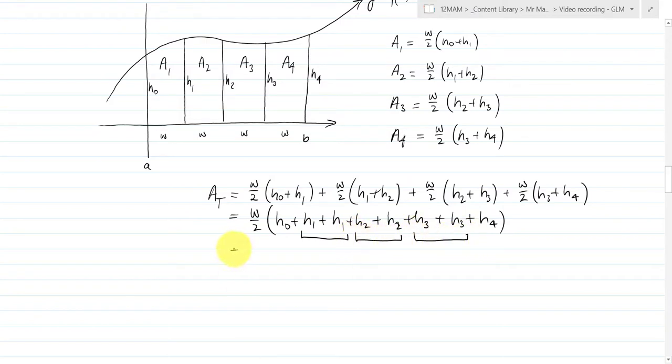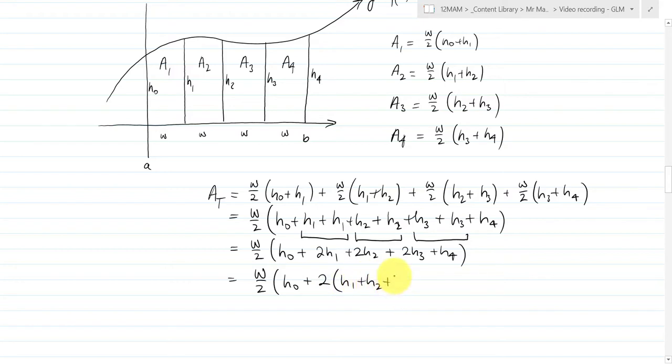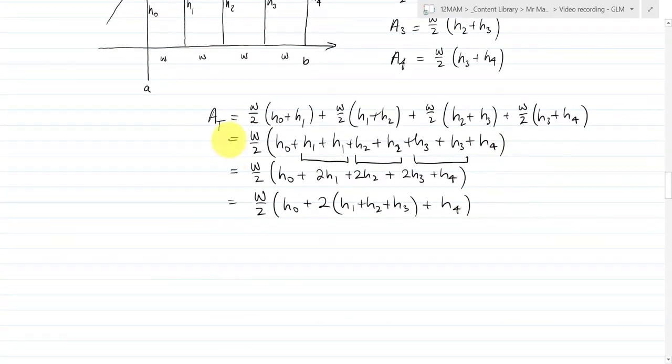So this is equal to width over 2 (h0 plus 2h1 plus 2h2 plus 2h3 plus h4). And that's just equal to width over 2 (h0 plus 2(h1 plus h2 plus h3) plus h4). And that looks a lot like the generalization. And in fact, what we've got here are the middle heights, and what we have here are the end heights. And so you can see where this comes from: width over 2 times ends plus 2 middles.